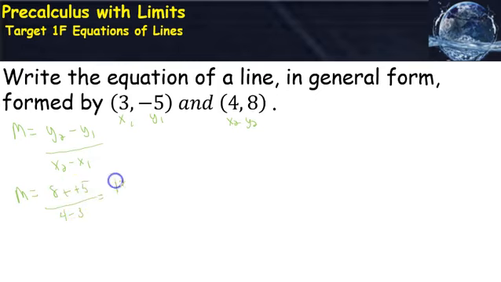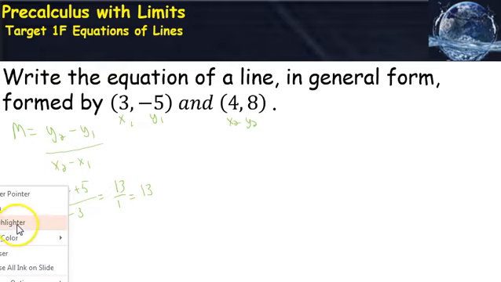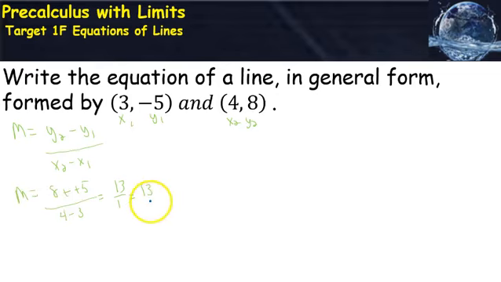And 8 plus 5 is 13, and 4 minus 3 is 1. Ooh, that makes this nice and easy. So the slope I'm going to use is 13. That means I'm not going to have any fractions, which is nice. But you know, that's just the way this one worked out. Most likely you're going to get a fraction, so do be careful. On your practice problems, you'll probably have a fraction here. But we've done 2 with fractions, so here's one without.